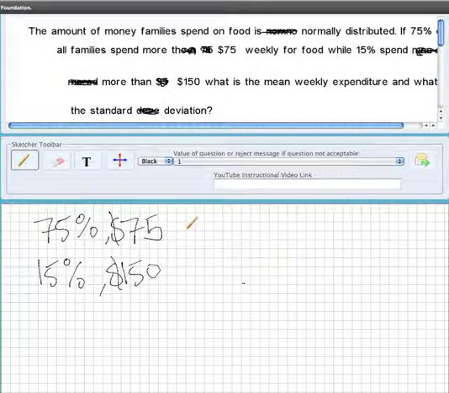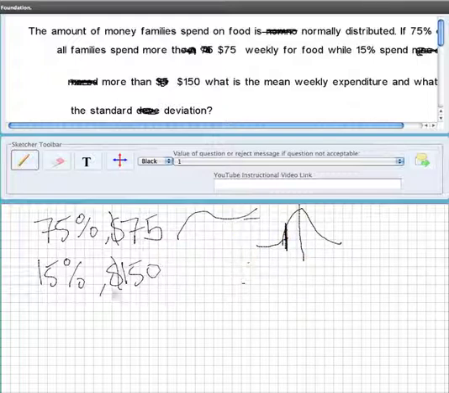This is going to be below the mean, and this one's going to be over the mean, because this one's 75% above the curve does that. So the bell curve looks like this. Here's the mean, and then 75% would be up here. So it's below the mean right here.